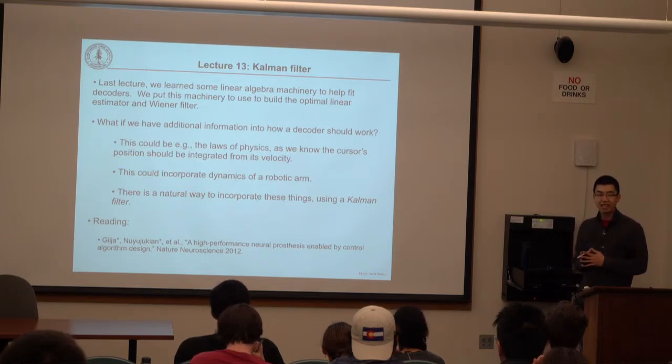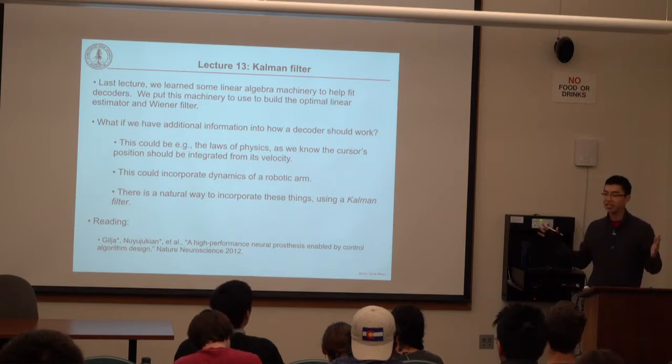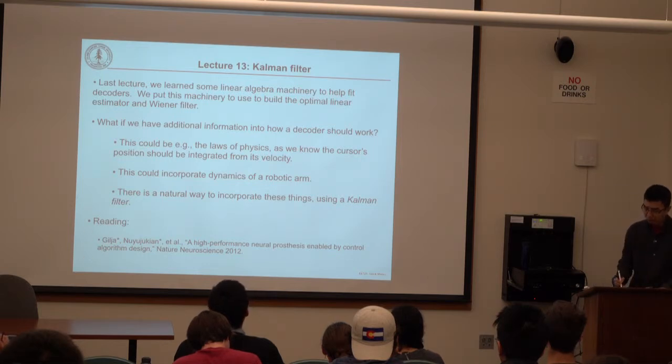And what they did is they made some little tweaks to the Kalman filter that really had a profound effect on performance. It doubled the performance of Kalman filters and really made Kalman filters the state-of-the-art decoder in the literature, period. So this paper, which is from 2012, still represents the highest performance neural prosthesis that we have in the literature today. And it's based exactly off of the Kalman filter.